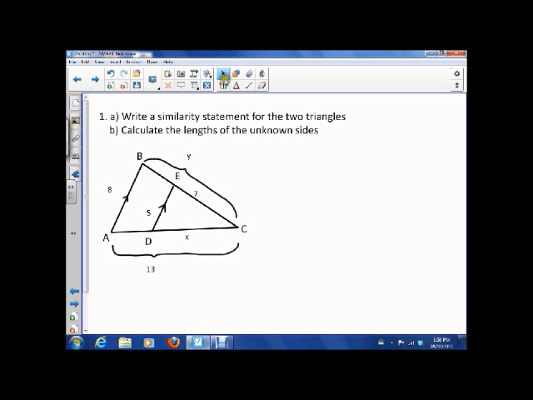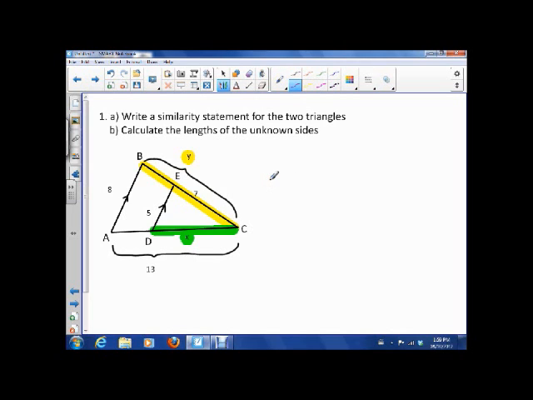So first look at what it's asking, right? Lengths of the unknown sides. So that means we want to find y and we want to find x. So x is this side right here and y is this side right here. First you want to figure out what the question is actually asking you to do.